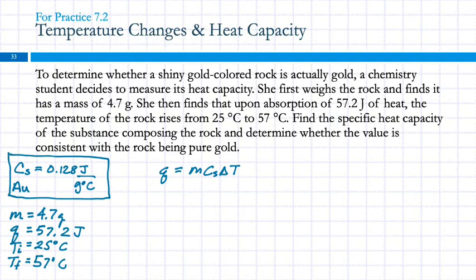So we're trying to find the specific heat capacity, so that's this guy right here, C sub S. That means I need to rearrange my equation so that I can get C sub S by itself. So I'm going to divide this side by M, so the M's cancel out. And then I have to divide the other side by M as well. And I'm going to divide this side by delta T, so the delta T's cancel out. And then I have to divide that side by delta T. So I end up with the specific heat capacity is equal to Q, the heat, divided by the mass times the change in temperature.